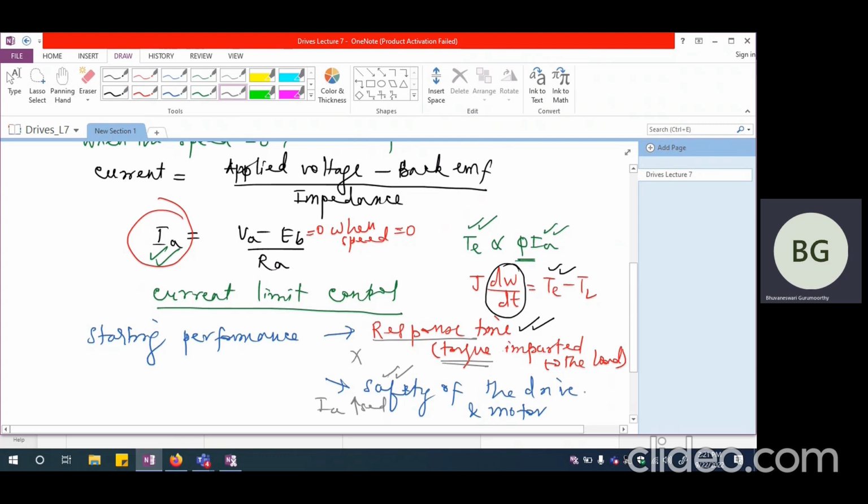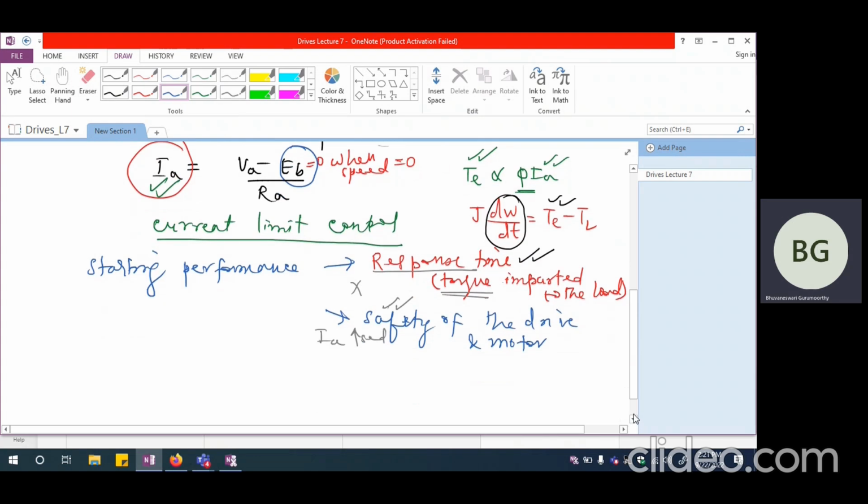On the one hand, we don't want the commutator to fail. We don't want the sparking to happen in a DC motor drive by drawing excessively large current. But all the same, we want the acceleration to take place quickly, especially considering that our back EMF is going to be 0 during starting. Okay. So this is one thing about starting.